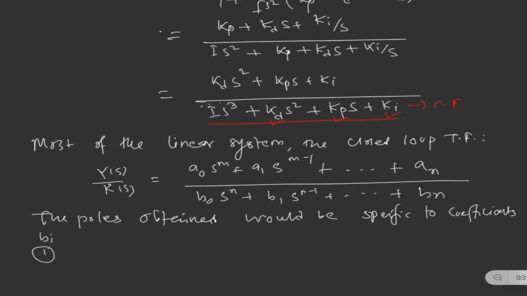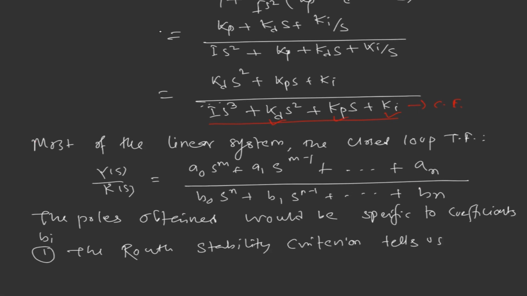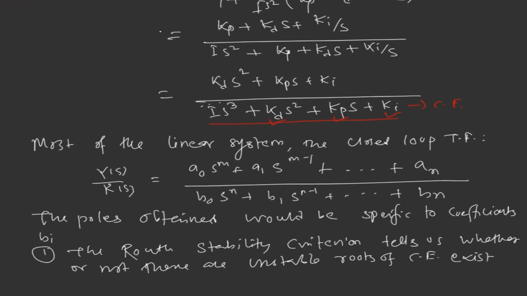So in this part, two important points: the Routh stability criterion tells us whether or not there are unstable roots of the characteristic equation, that exist in the positive real axis, without solving for them.